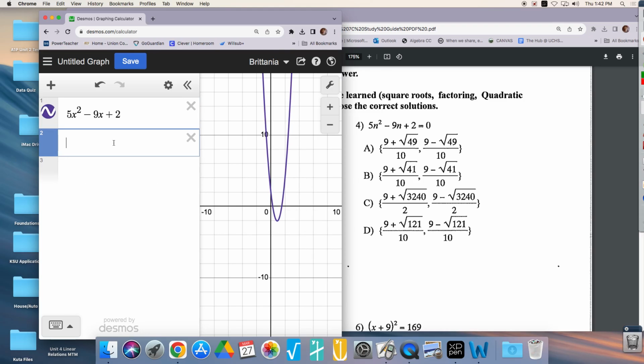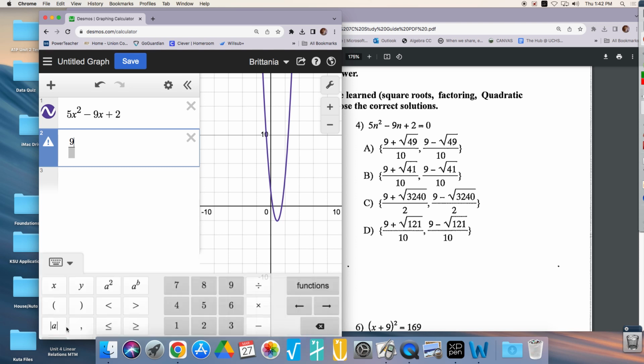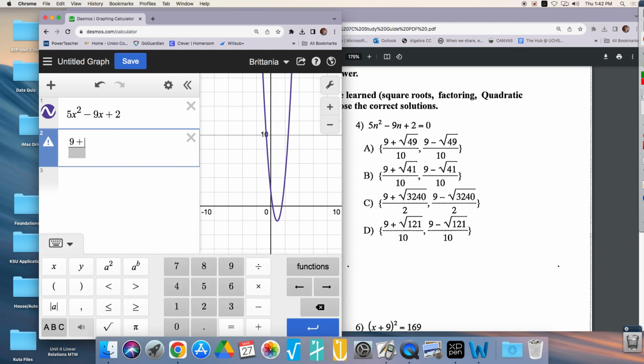So I'm going to go ahead and make a fraction and then type that on top. Let's see. All right, so plus, and then I need square root of 49, and then underneath of that, I need it to be 10. So 1.6, that is a terminating decimal.